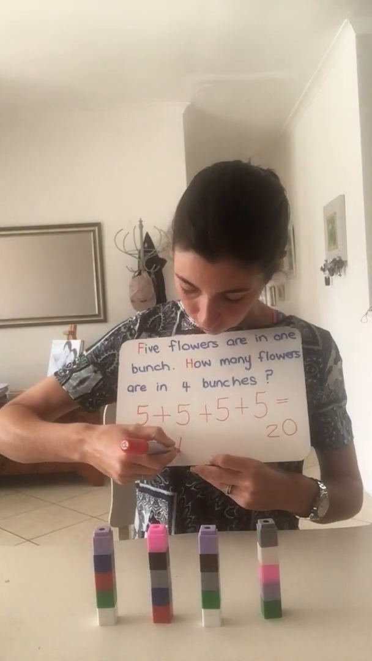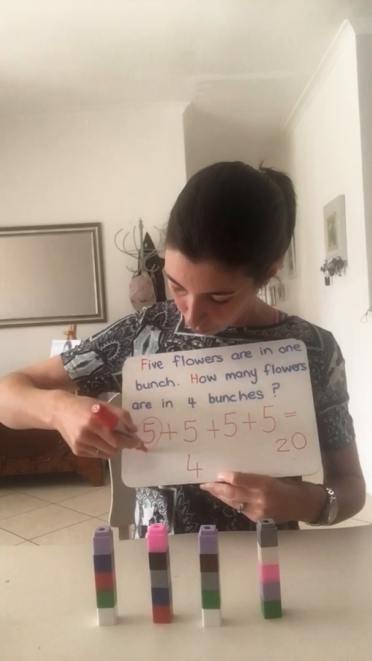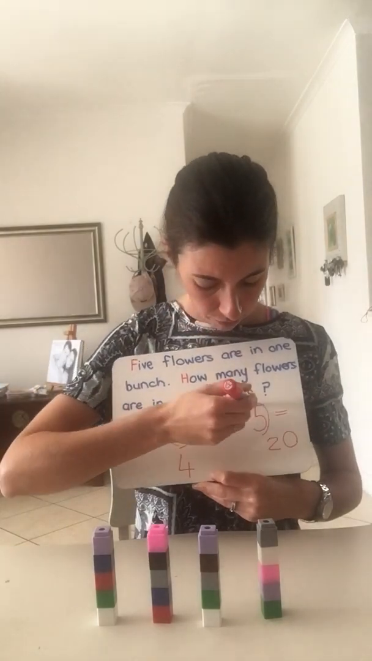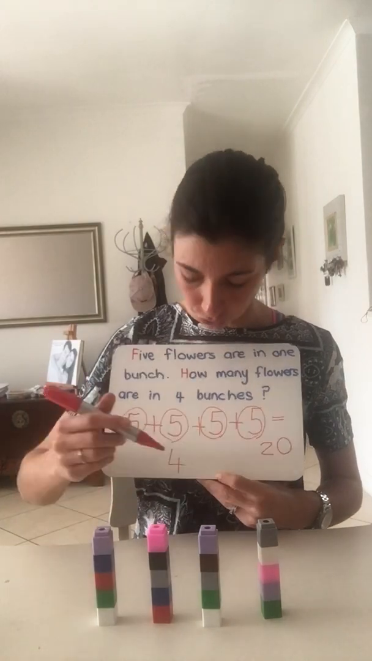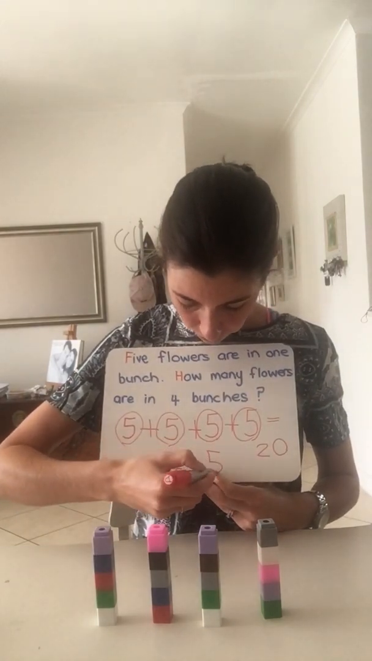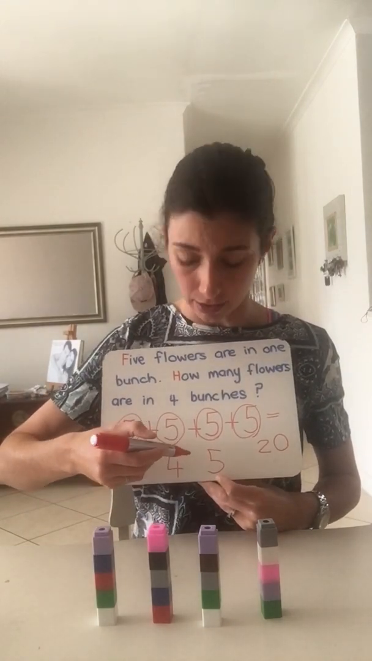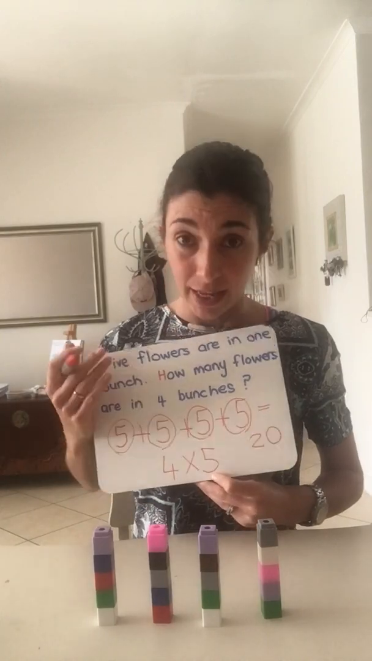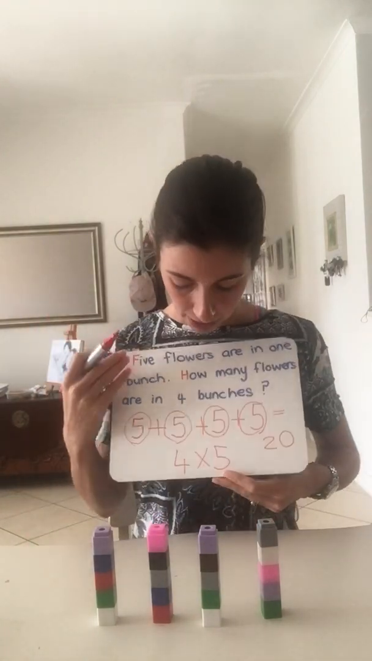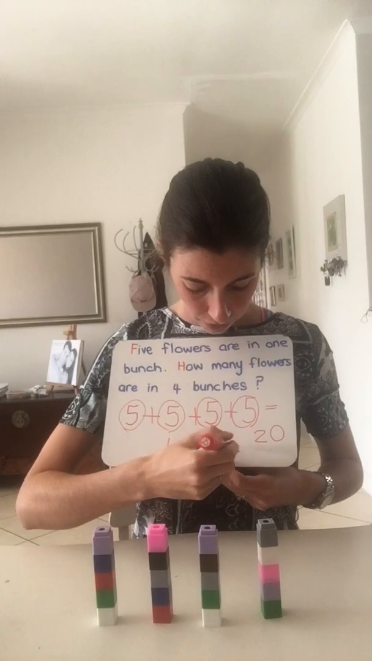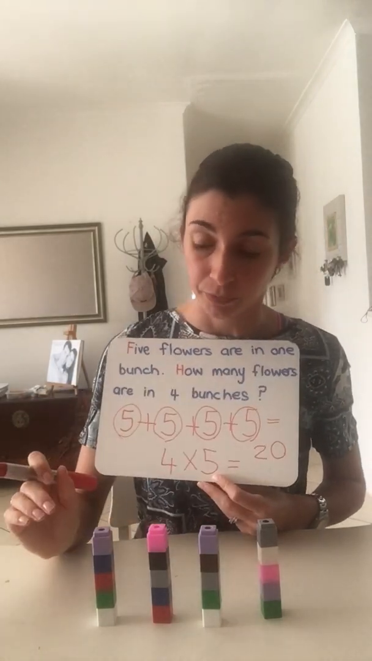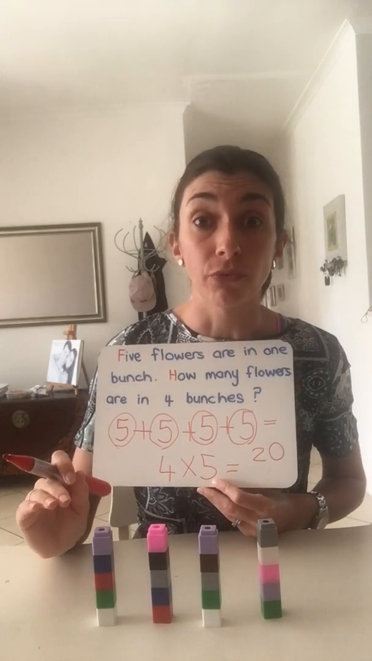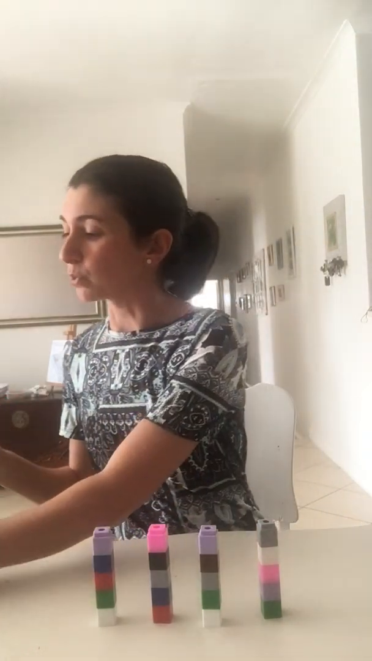So instead of saying 5 plus 5 plus 5 plus 5, I can say I've got how many groups? 4 groups. 1, 2, 3, 4. I've got 4 groups of, how many in each group? 4 groups of 5. And what do I put in between? A multiplication sign, a times sign. 4 times 5 equals 20. 5, 10, 15, 20. 4 groups of 5. So I've got 20 flowers altogether.